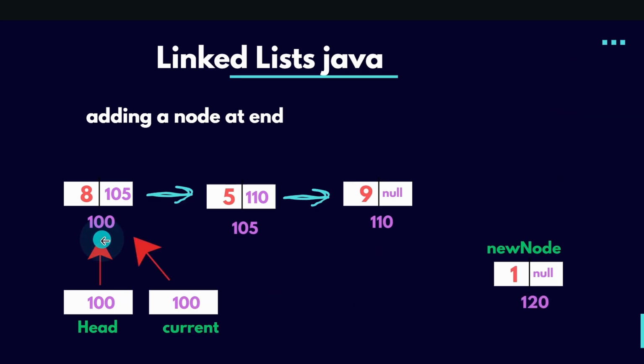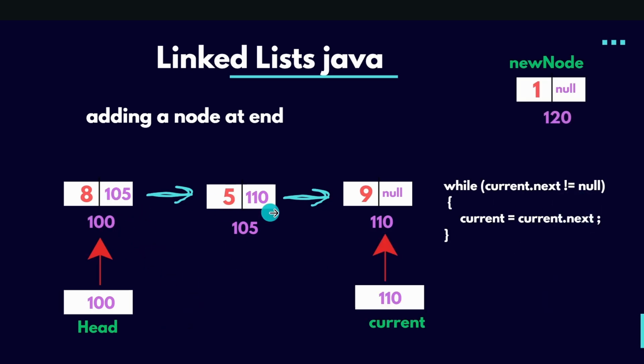At first, current is here, you can see current is at the head. Current dot next means it is pointing here, you can see 105. So this is not equal to null, so you can move from here to here. How is it moving? It is written over here: current is equal to current next. So you are moving from the first node to current next. What is current next? 105.